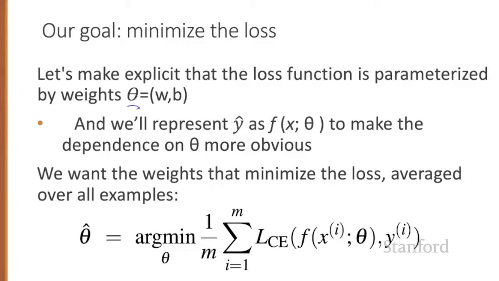So in the case of logistic regression, theta is W and B. And we'll also represent y hat, the function that we're computing, as f of x parameterized by theta to make the dependence on theta more obvious. So the goal is to find the set of weights that minimizes over all possible weights the loss function of y hat, comma y. So the ith example, our estimate of y hat for that example, how different is that from the true y, that loss averaged over all of the m exemplars.